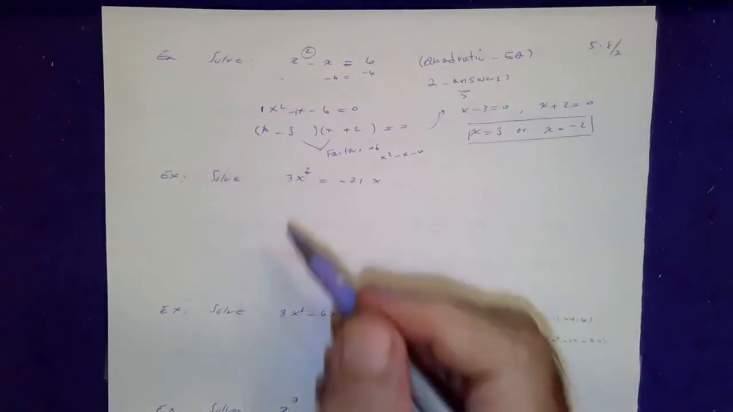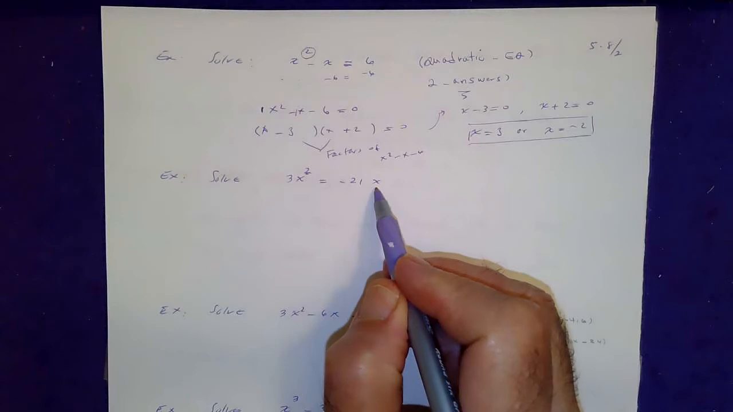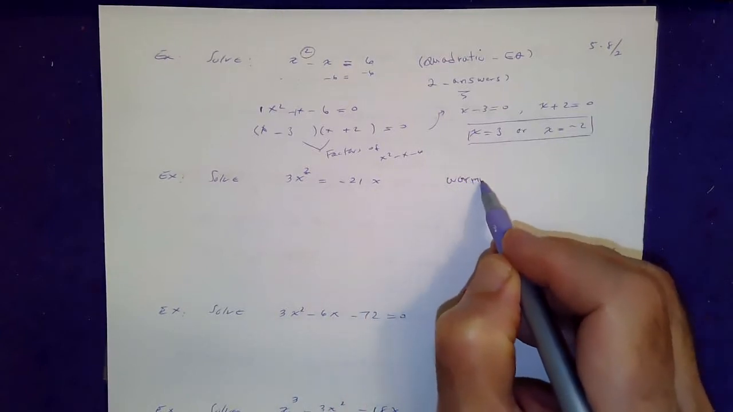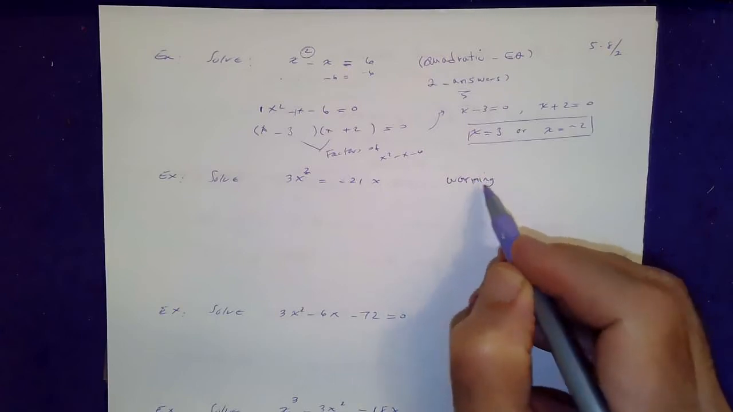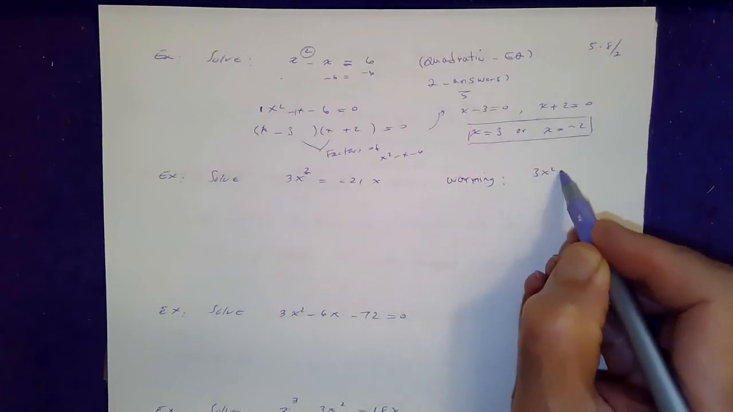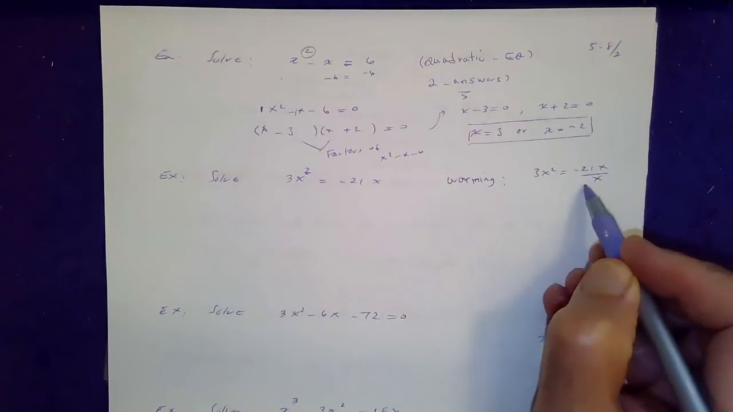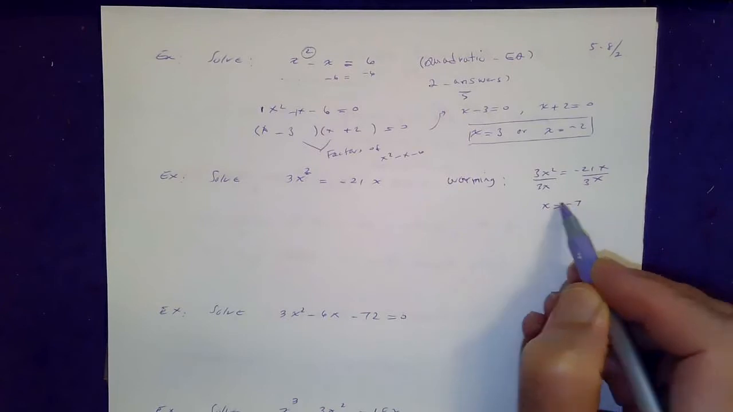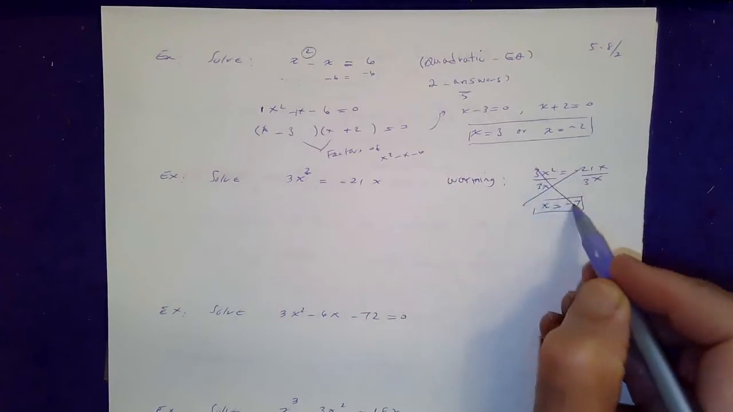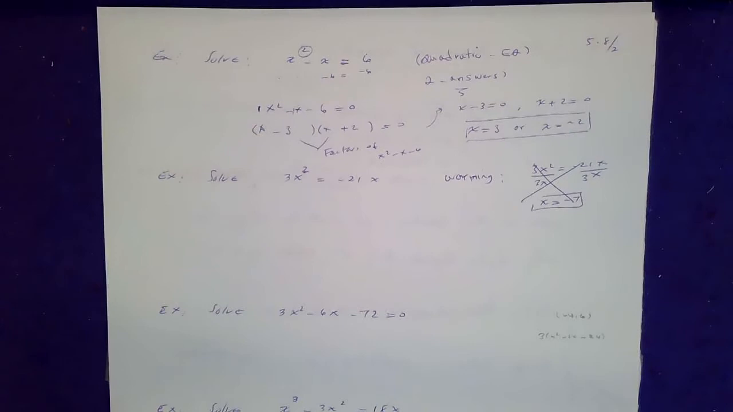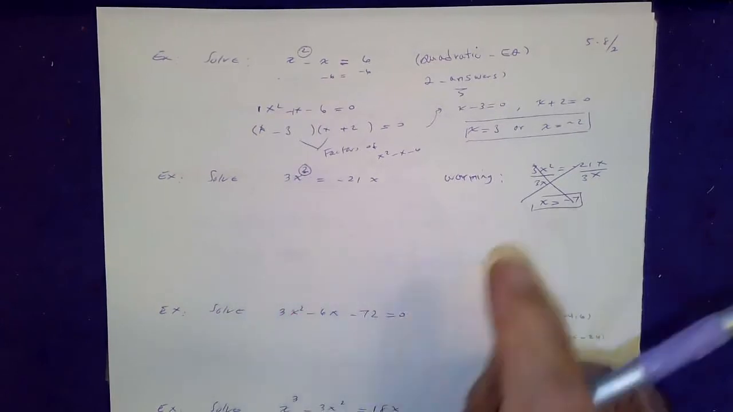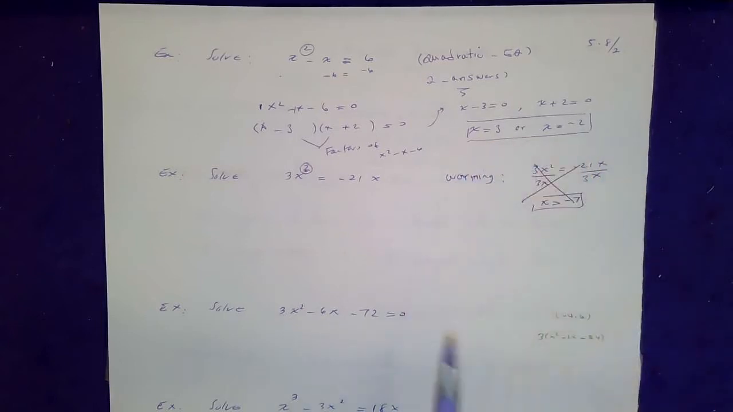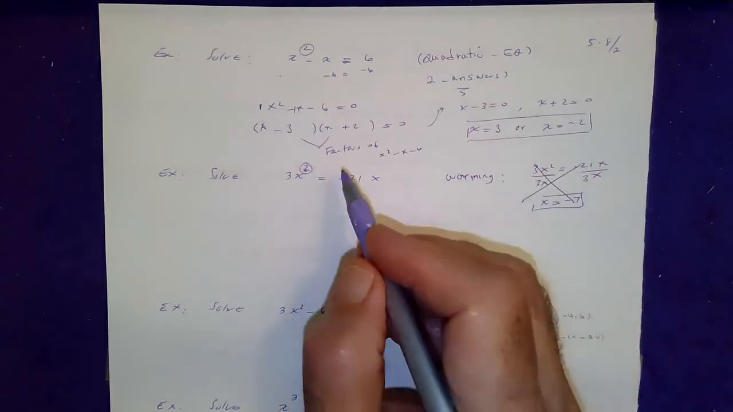Okay, the next one is 3x squared minus 21x. Warning, the last thing you want to do in this problem is what? Divide both sides by 3x. So you get x equals -7, and that is absolutely wrong. Why? Because the highest power of x is 2. You only came up with one answer. Weren't you supposed to come up with two answers? So that's not the right way to do it.